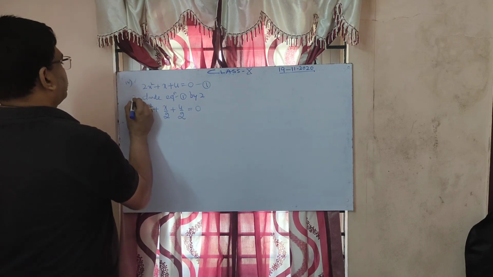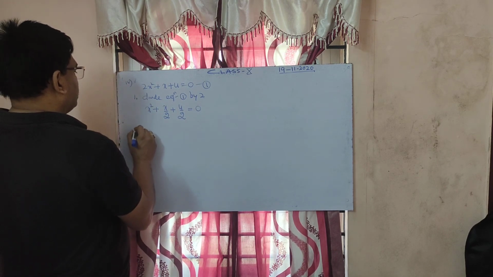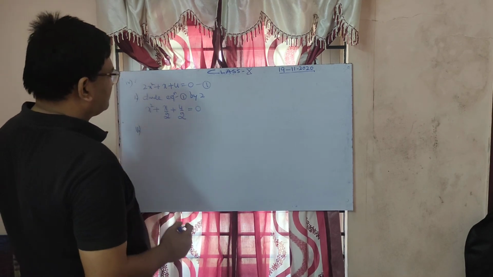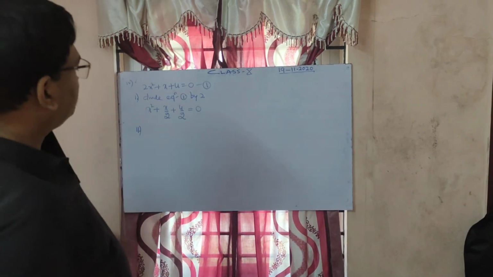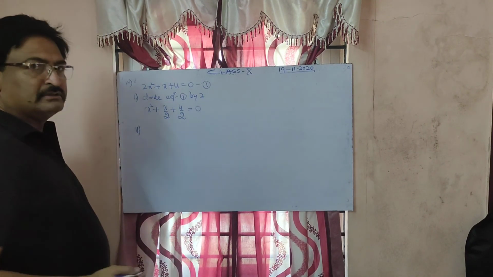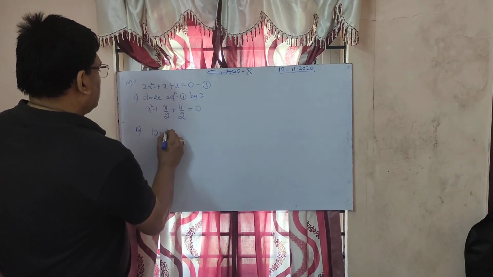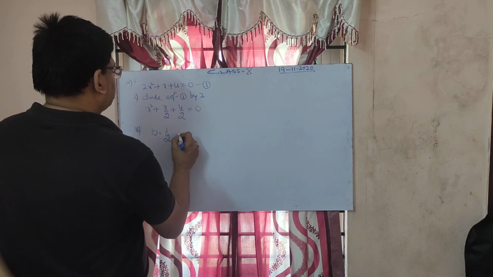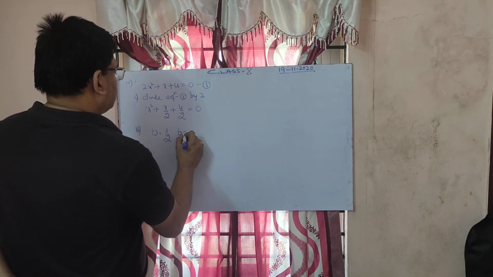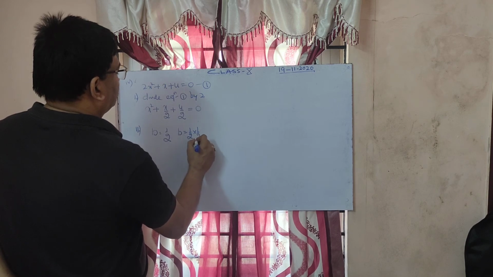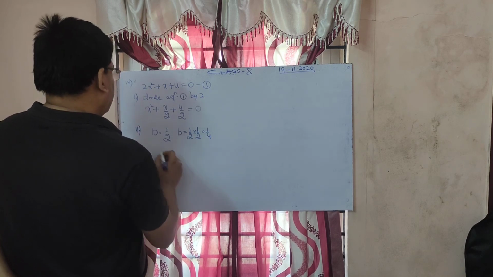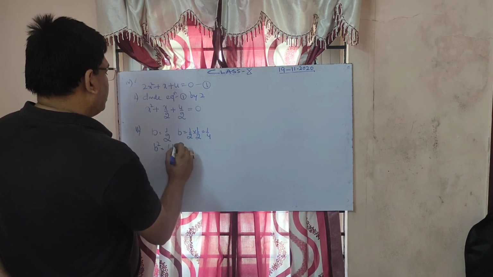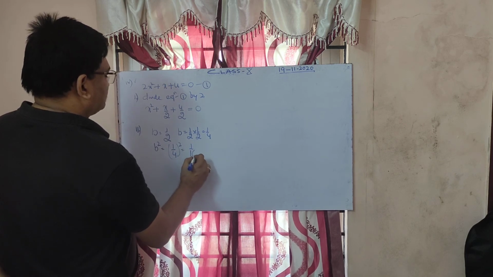So what is the second step? We know the second step. Make half of the coefficient of x. So b is equal to, already half is there, if you half it, it becomes half into half, that is 1 upon 4. And what you have to make it? Square, that is 1 upon 4 square, that is 1 upon 16.